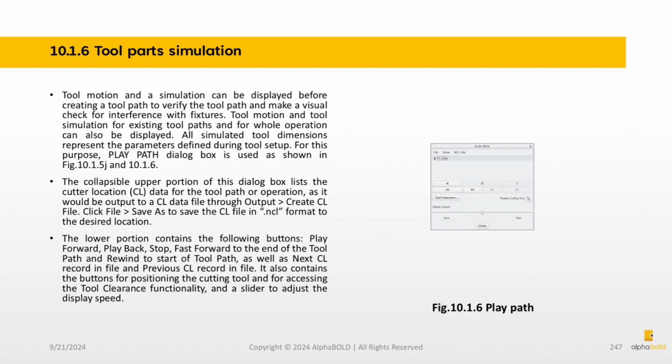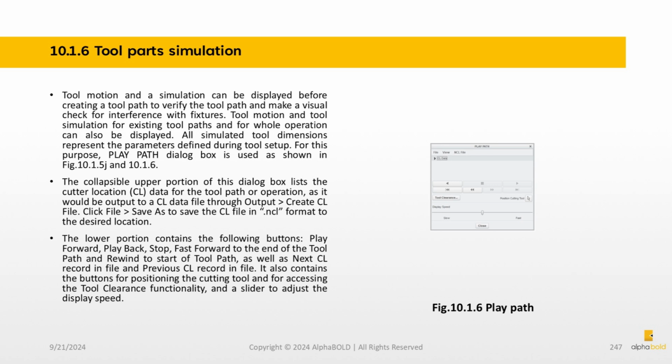Tool motion and simulation can be displayed before creating a tool path to verify the tool path and make a visual check for interference with fixtures. Tool motion and tool simulation for existing tool paths and for a whole operation can also be displayed. All simulated tool dimensions represent the parameters defined during tool setup. For this purpose, the Play Path dialog box is used.